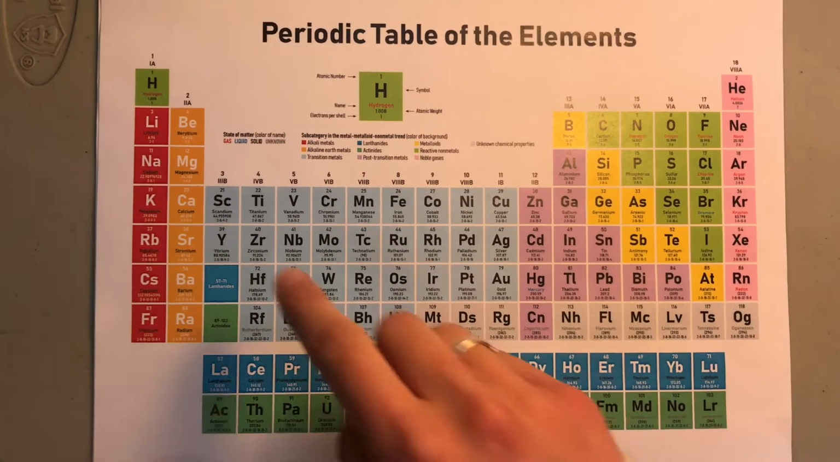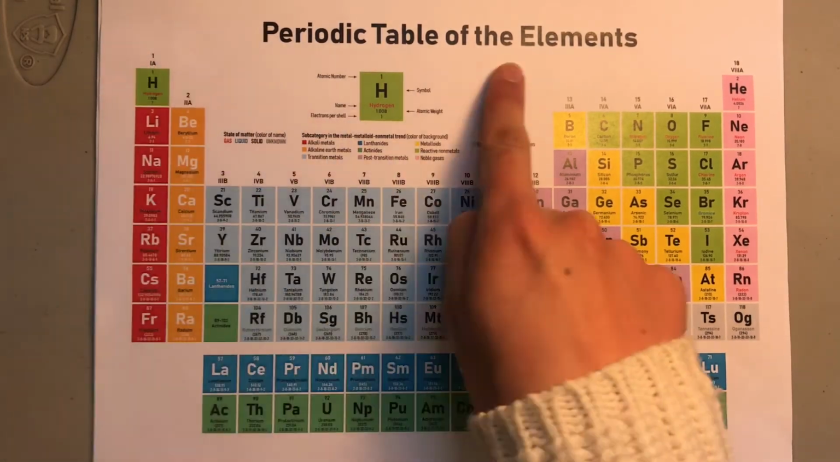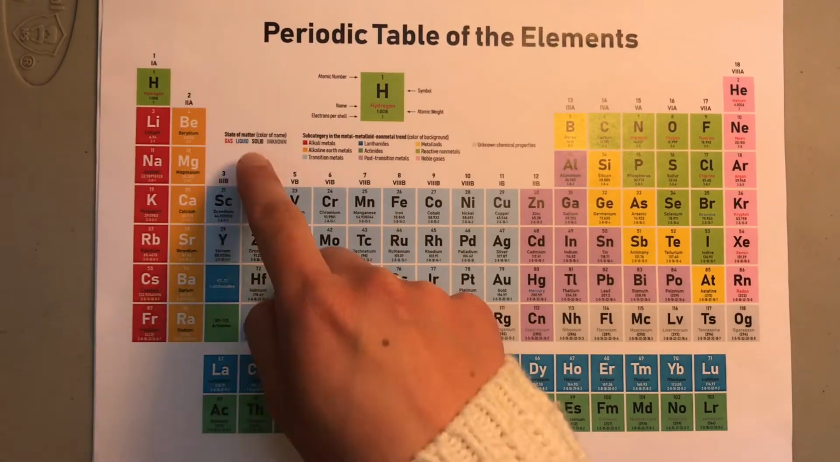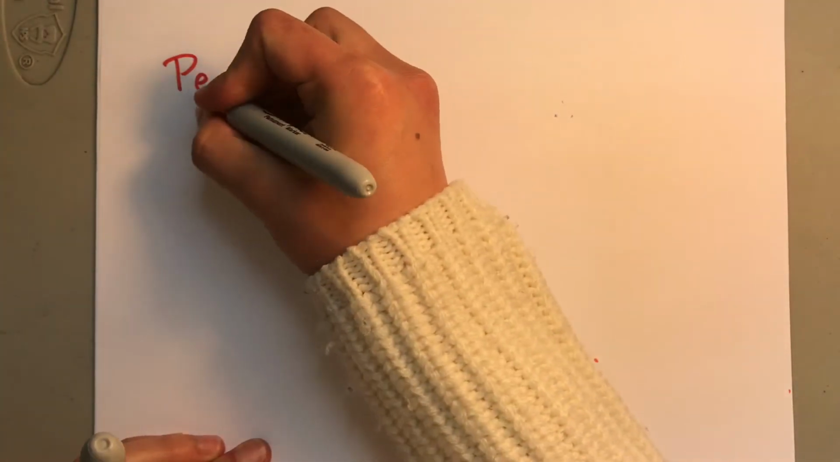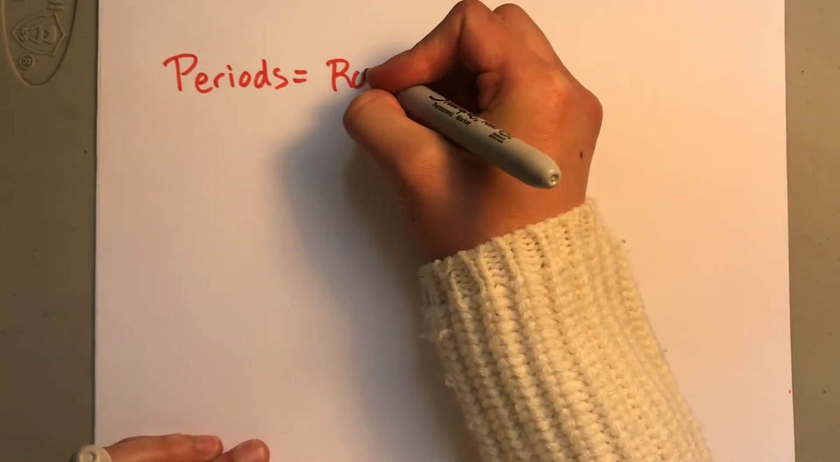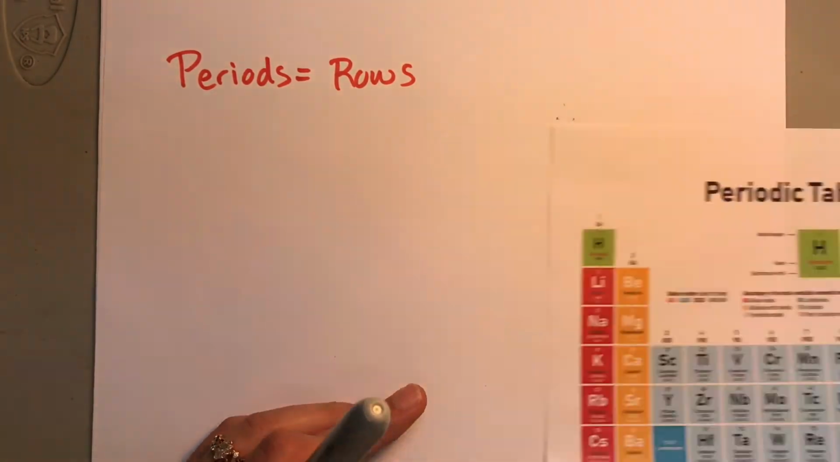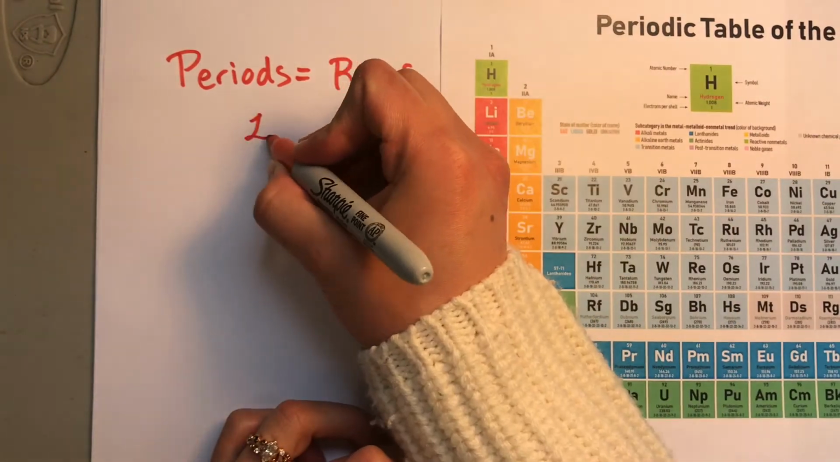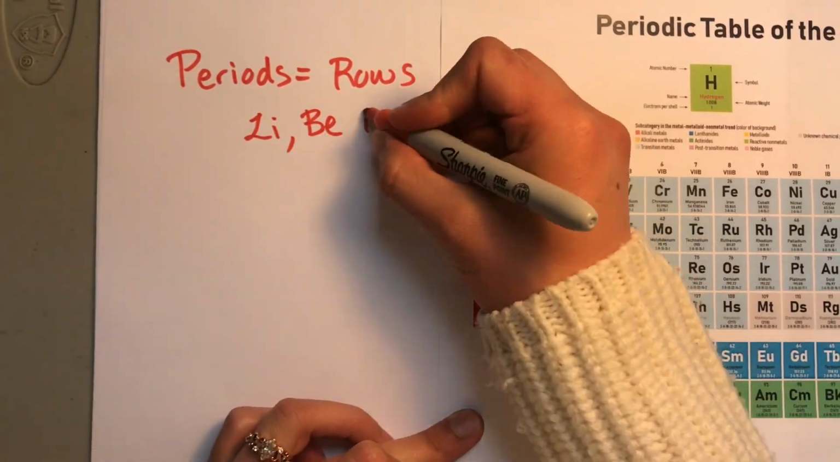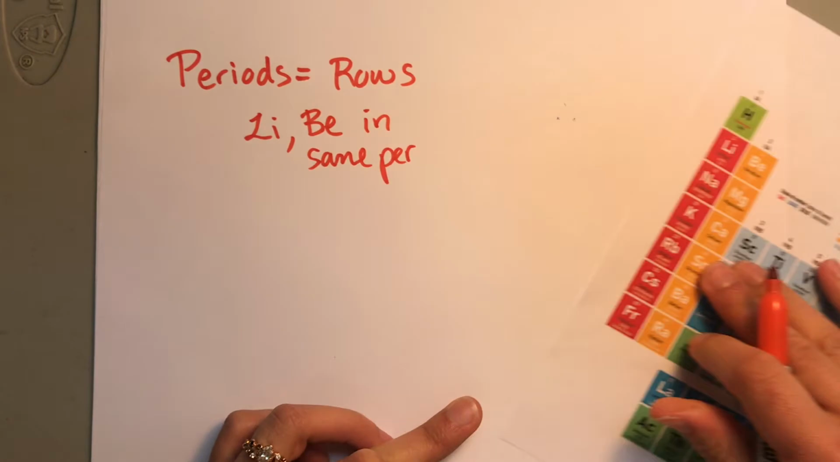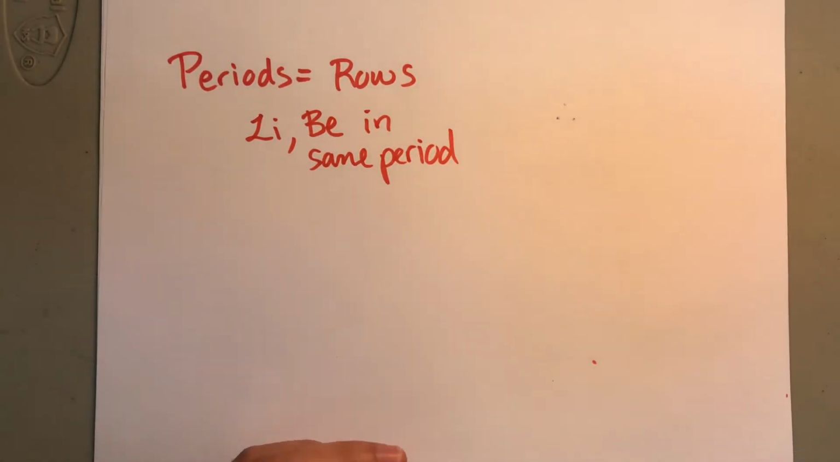Okay, so let's say we bring back the periodic table of elements. Now we're going to talk about the difference between the rows and the columns and how we classify the different kinds of elements relative to these. The rows we're going to call periods. You can see that lithium and beryllium are along the same row, which means they're in the same period. Anything in the same row is in the same period.